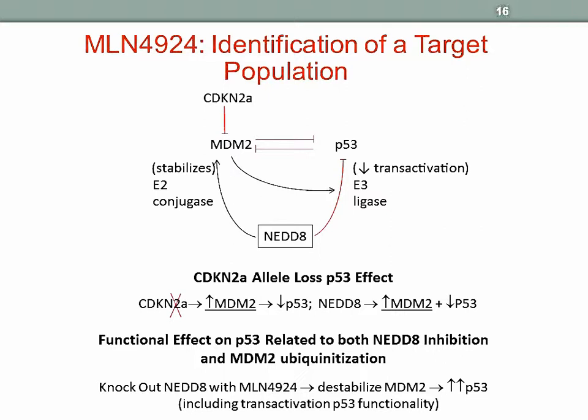So what we came up with was that if you knock out NED8 with MLN4924, you destabilize the MDM2. Now, when you destabilize the MDM2 by knocking out NED8, and you also have the CDKN2a deficiency, you basically then should have a significant increase in P53. And if that's the case, then we should have a much higher probability of programmed tumor death, a process that we call apoptosis.